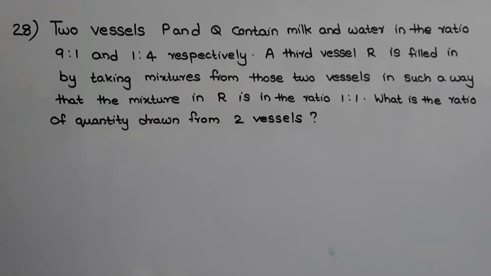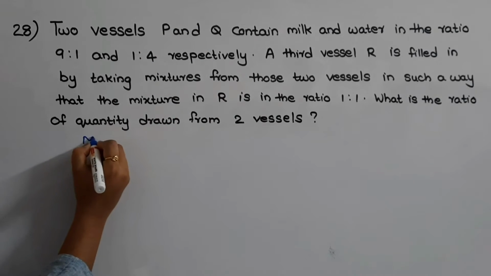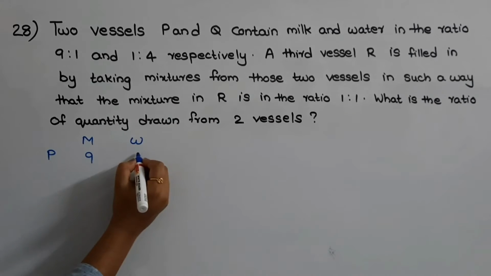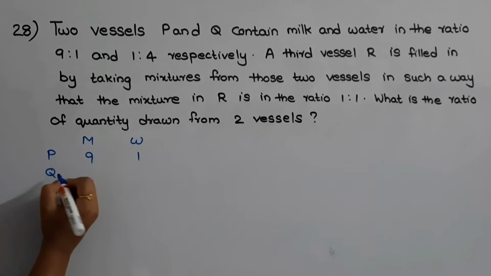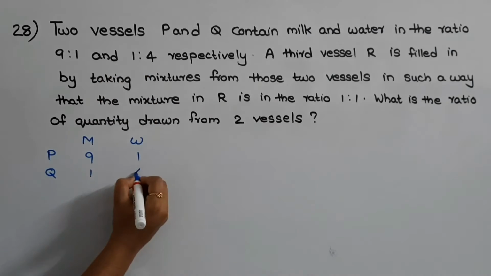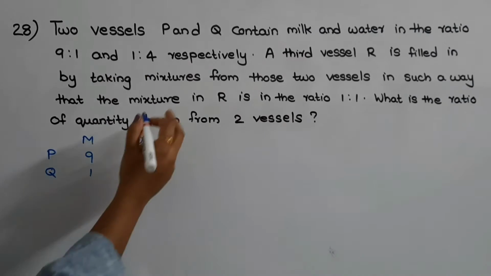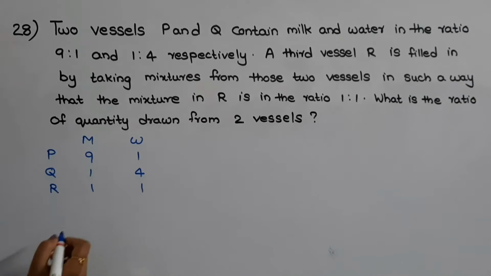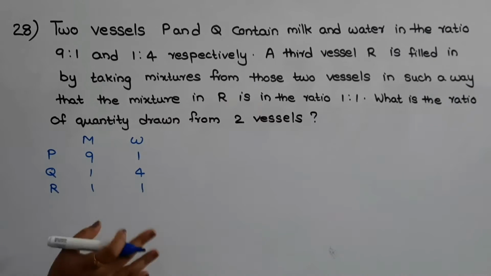So in the question the ratio of milk and water in vessel P is given as 9:1. The ratio of milk and water in vessel Q is given as 1:4. And the ratio of milk and water that should be present in R is given as 1:1. So this question is similar to that of the previous one.